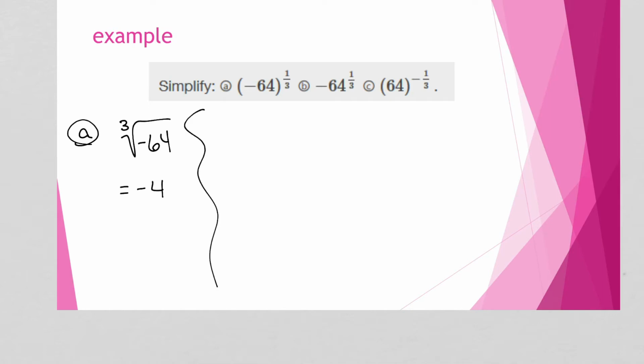Let's look at B. We've got negative 64 to the 1/3. So the negative is going to be outside. Then we've got the 3 in the radical as the index, and 64 inside the radical. So you're taking the cube root of 64, not negative 64 this time, just positive 64. That would be a positive 4, but you've got this negative out front, so this answer is also negative 4.